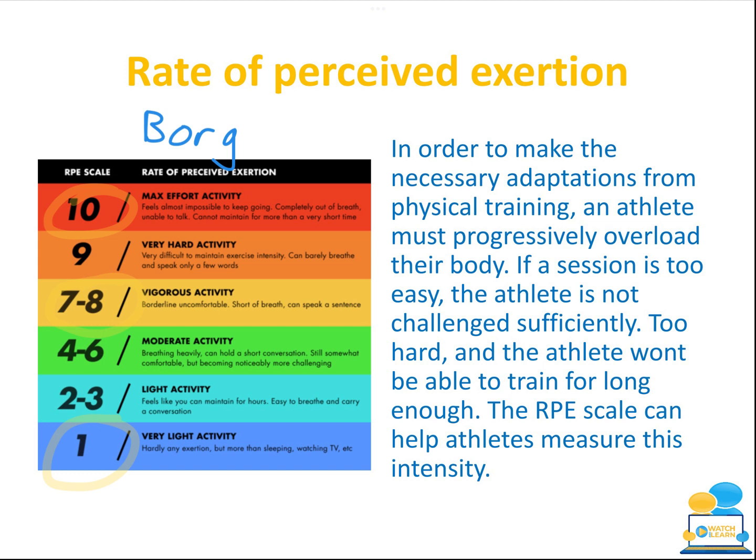So in order to make the necessary adaptations from physical training, an athlete must progressively overload their body. If a session is too easy, the athlete is not challenged sufficiently. Too hard, and the athlete won't be able to train for long enough. So the RPE scale can help athletes measure this intensity.